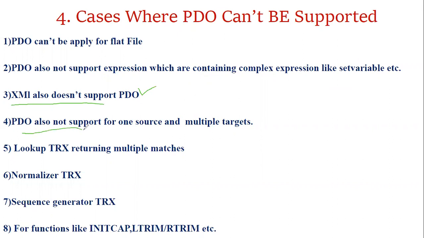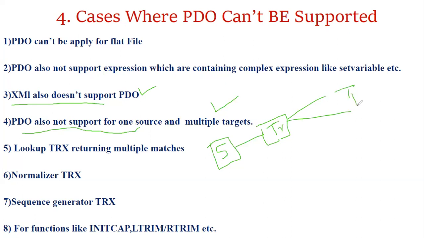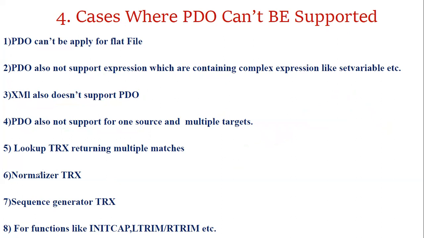Then push down optimization is also not supported for one source and multiple targets. Okay, means suppose there is one source, then we have certain transformations, and then we have multiple targets like this, T1, T2, T3. So in this kind of situation, the push down optimization also doesn't support. Also, a lookup transformation returning multiple matches is not supported by the push down optimization.